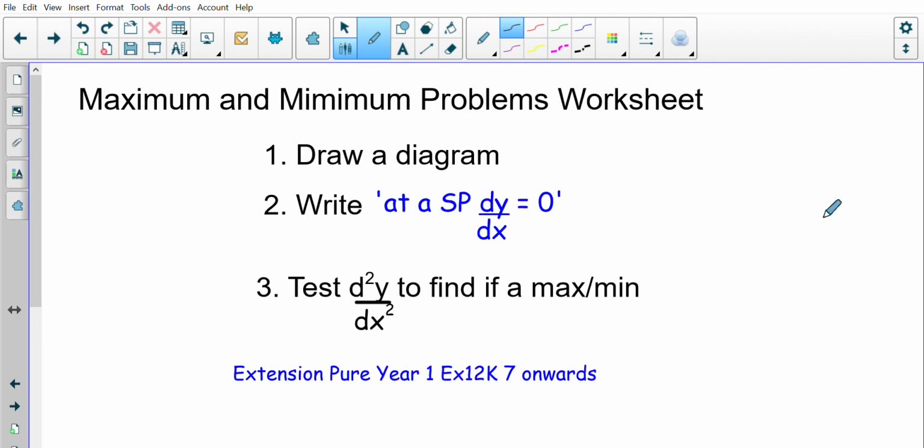So there is a worksheet of problems on Teams for you to have a go at. Remember, follow the steps, but the key points: draw a diagram, write at a stationary point dy by dx equals 0, and always test if you have indeed found a maximum or minimum using the second derivative. The extension is Pure Year 1 book, exercise 12K, question 7 onwards.